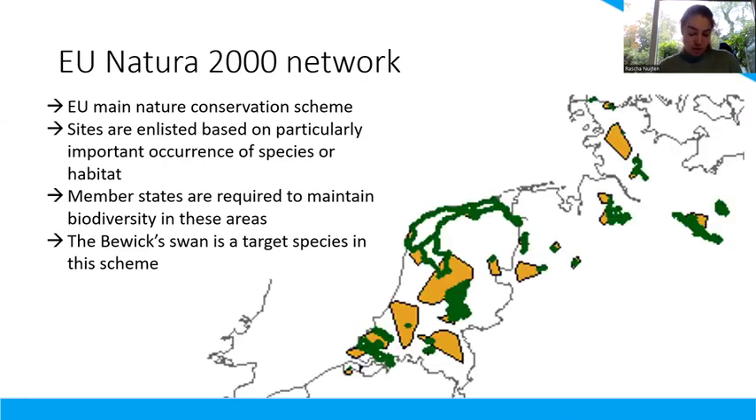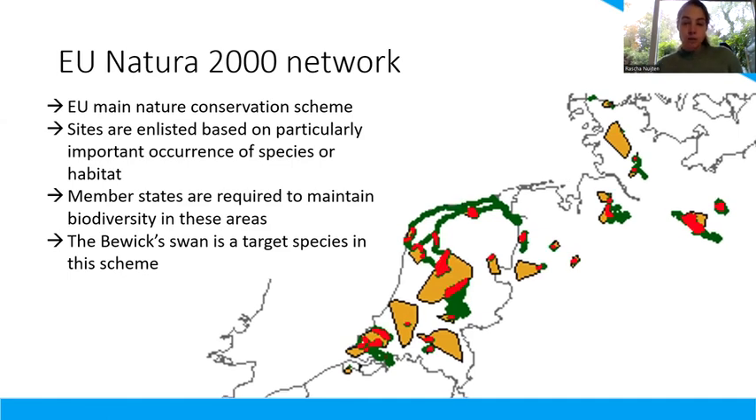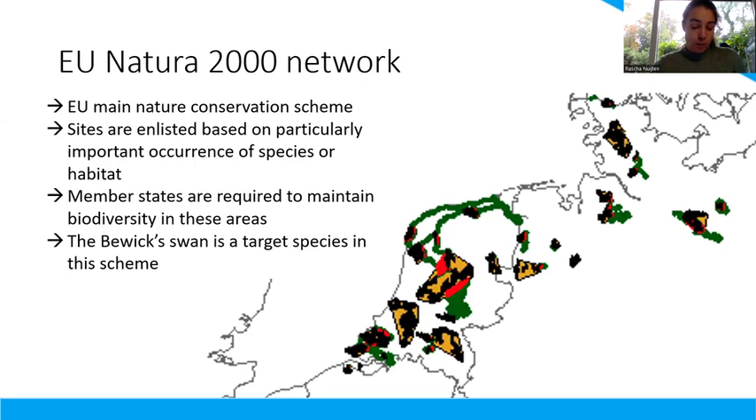In this map, you can see the previously shown network nodes of the Bewick's swans in the Netherlands and Germany. In green, you can see the boundaries of the enlisted Natura 2000 protected sites that overlap with these network nodes. Shown in red is the actual overlap between Bewick's swan network nodes and Natura 2000 areas. If we then add the actual sightings of ringed Bewick's swans in these areas in black, you can see that the actual overlap of Natura 2000 areas is rather limited.